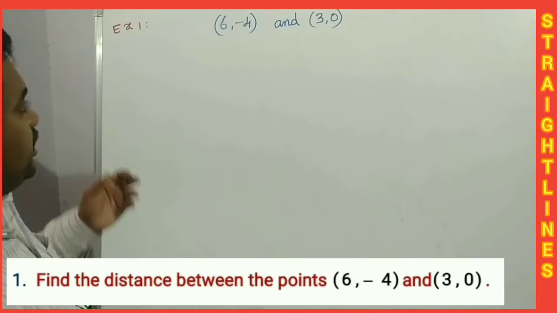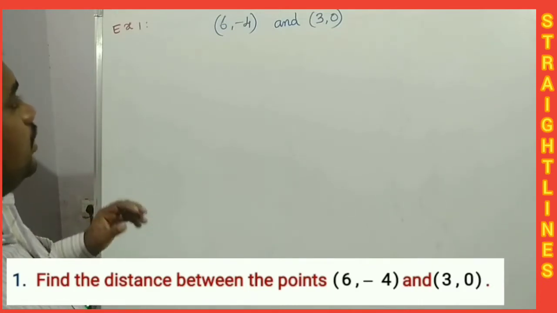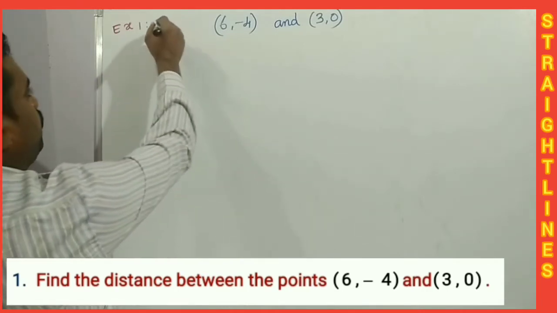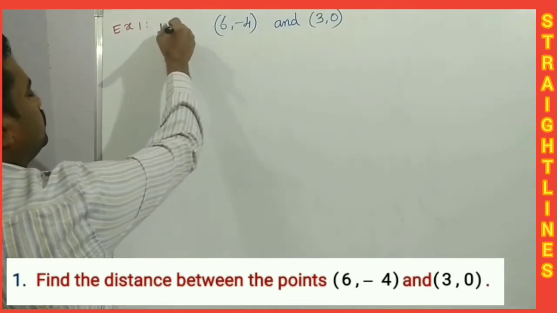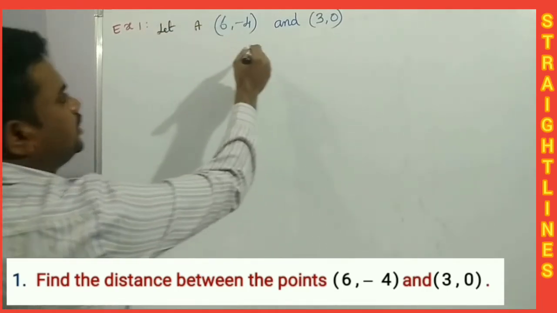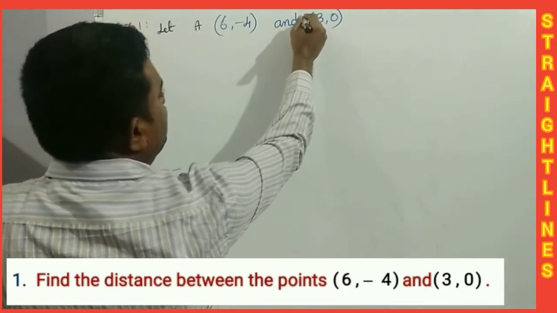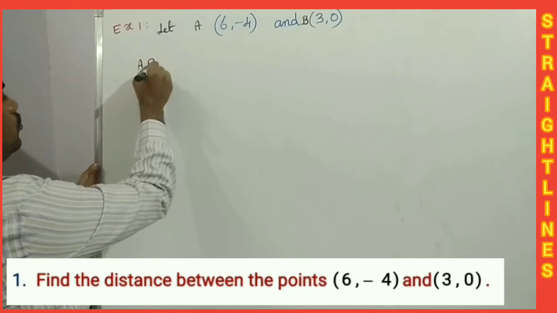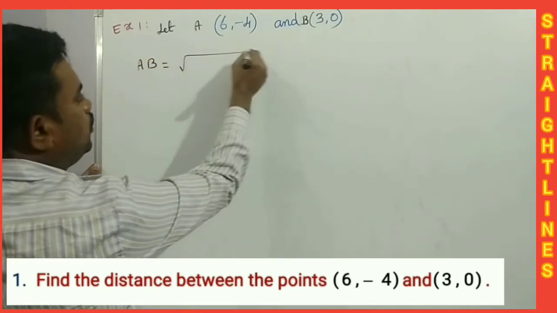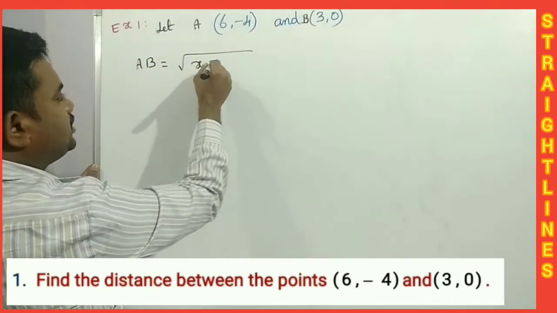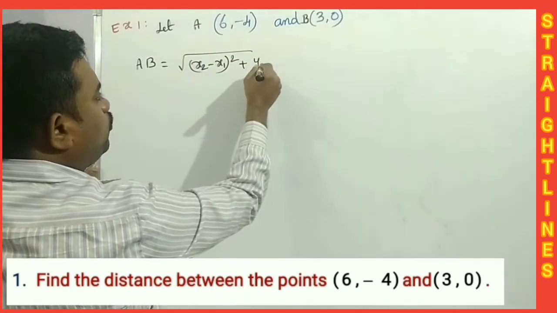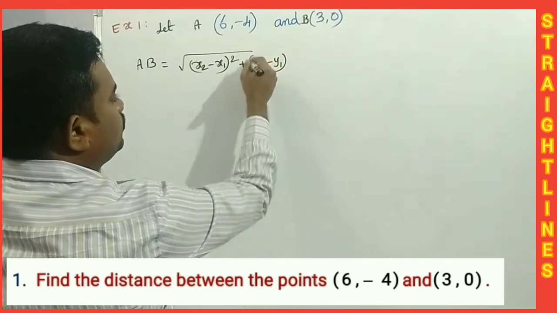1. Find the distance between the 2 points 6, minus 4 and 3, 0. Let the given points be A(6, minus 4) and B(3, 0). AB equal to, what is the formula? Square root of (x2 minus x1) whole square plus (y2 minus y1) whole square.